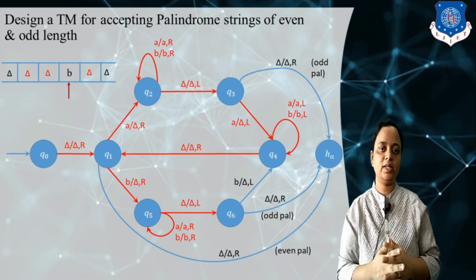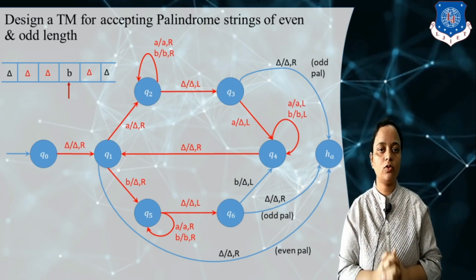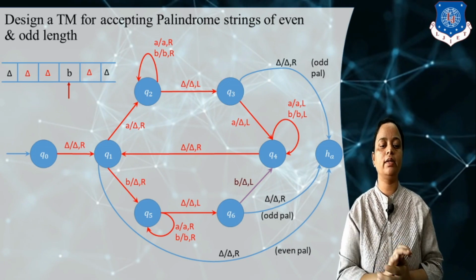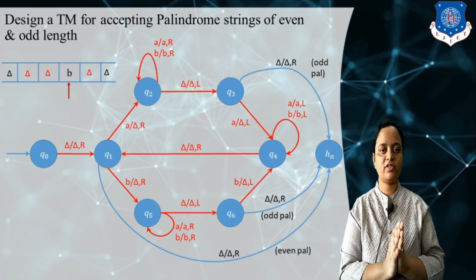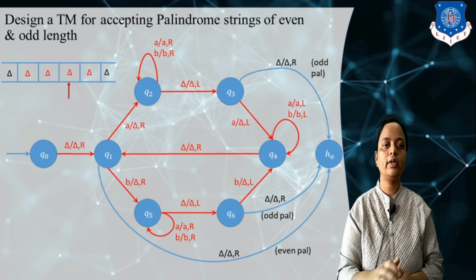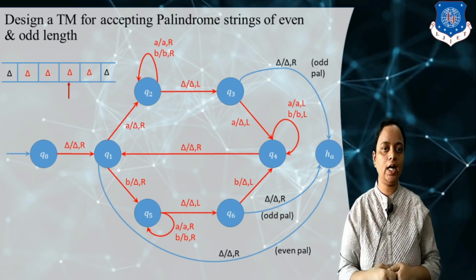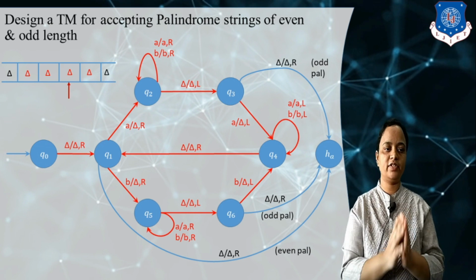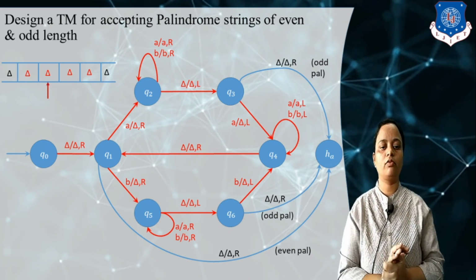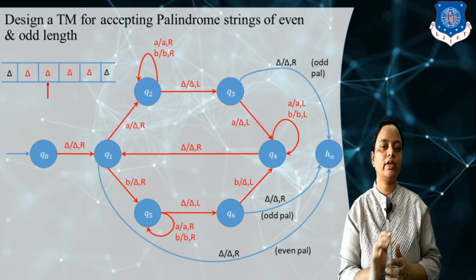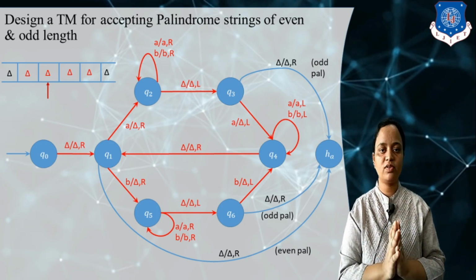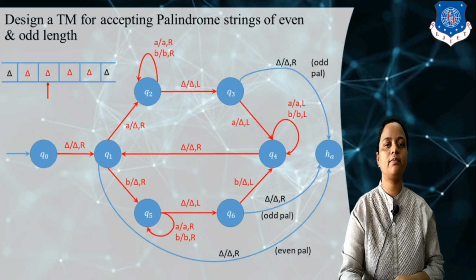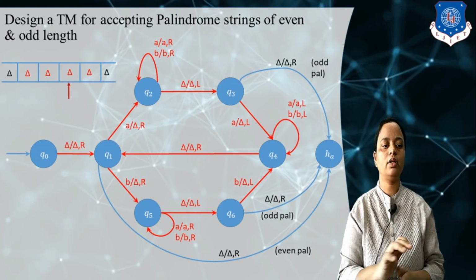Now if it is B, my Q6 state says that if it is B, it is replaced by the delta and move to the left side. So here B is replaced by the delta and we move to the left side. Now if you see, we have reached the Q4 state. The Q4 state is helping to find the leftmost symbol. So if it is delta, delta is replaced by the delta and move to the right side.